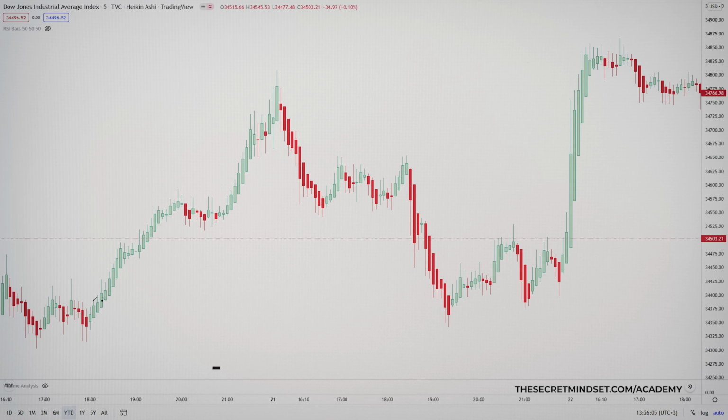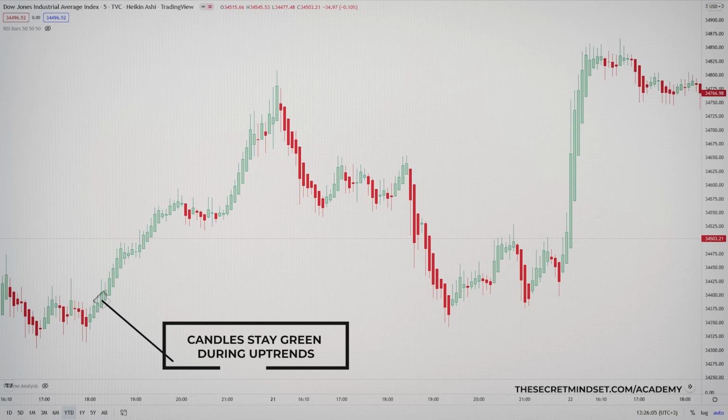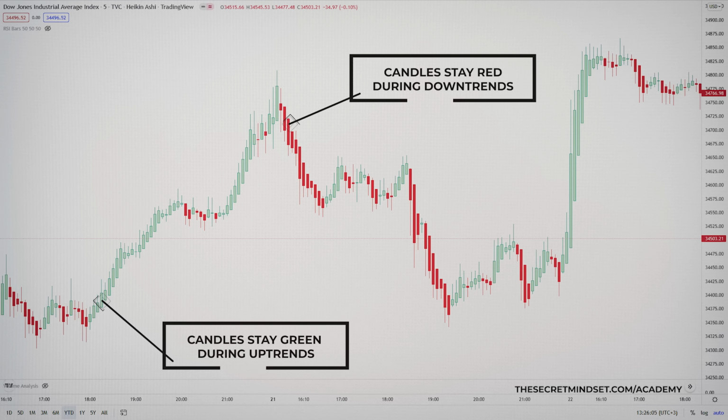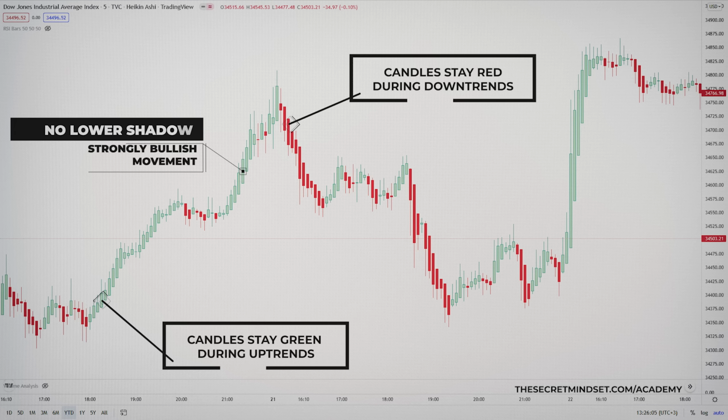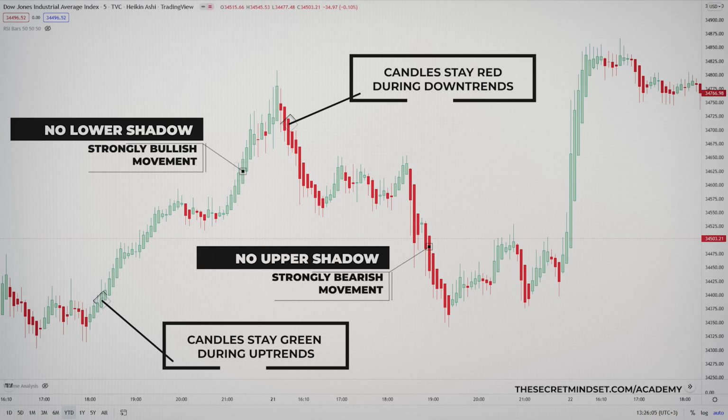Heikin Ashi candles are a great tool to detect trends in an easier way. A very common Heikin Ashi behavior is for candles to stay green during uptrends and for candles to stay red during downtrends. Green candlesticks without lower shadows are indicating a strongly bullish movement. Red candlesticks without upper shadows are strongly bearish.